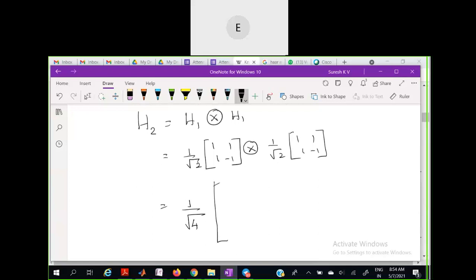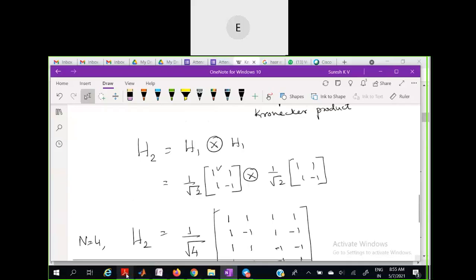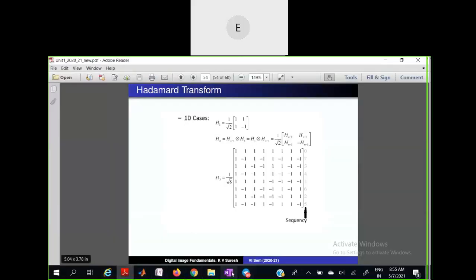Carefully observe: the first element into the matrix, so 1 into this gives 1, 1, 1, minus 1. Second one, again 1, 1, 1, minus 1. Third one, 1, 1, 1, minus 1. What will be the fourth one? These values are minus 1, minus 1, minus 1, plus 1. Correct? So this is the Hadamard matrix for capital N equal to 4, or small n equal to 2. That is how you can write the Hadamard matrix.